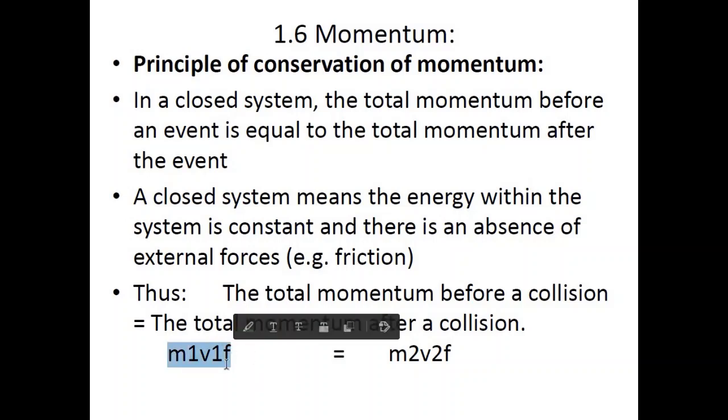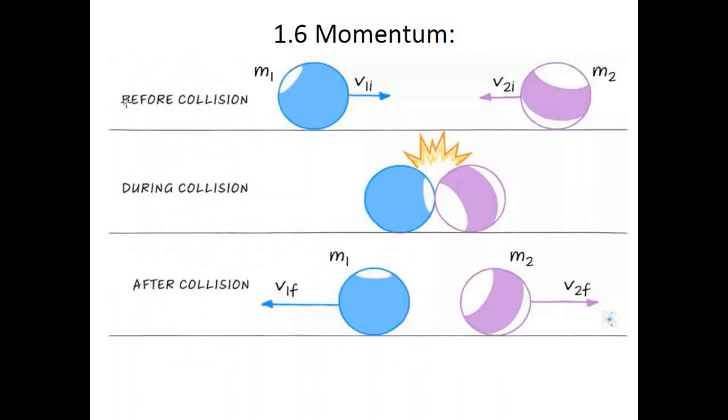This is the total momentum before a collision. Instead of F, this should have been I. Sorry for that. This should be I initial equals m2 v2, and for final. As you can see, before the collision, this ball had some mass m1 and a velocity v1, and it is denoted with I, and this ball also had some mass and velocity. Once they collided, they separated and went into different directions, so the total momentum before and after would be equal.